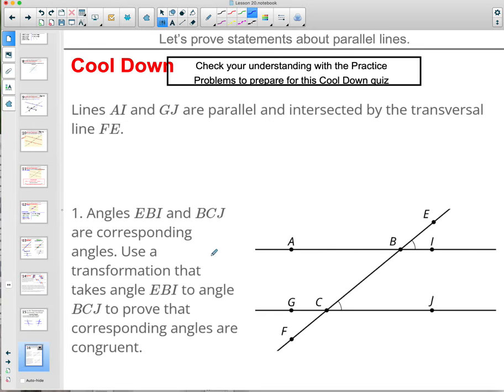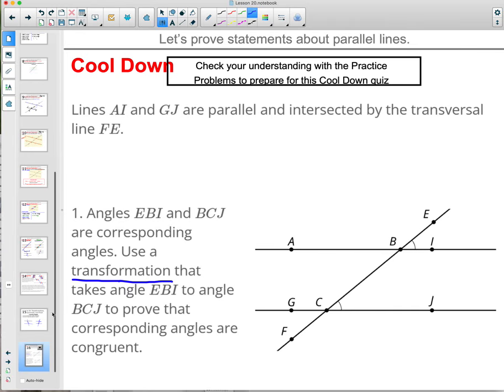And then this would be your cool down. So showing EBI and BCJ are corresponding angles. So showing, using a transformation, that takes EBI to BCJ. So just naming a translation that will move it.